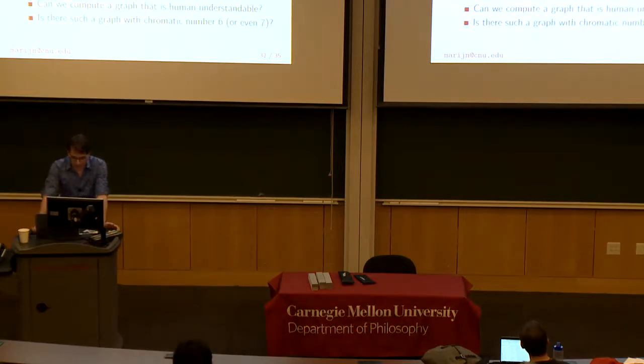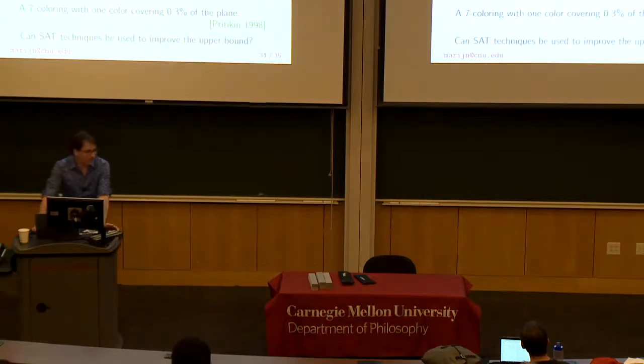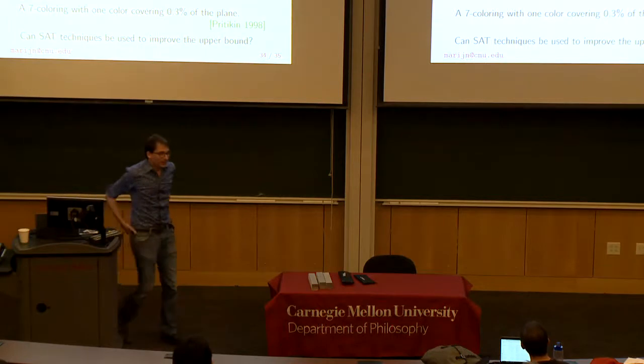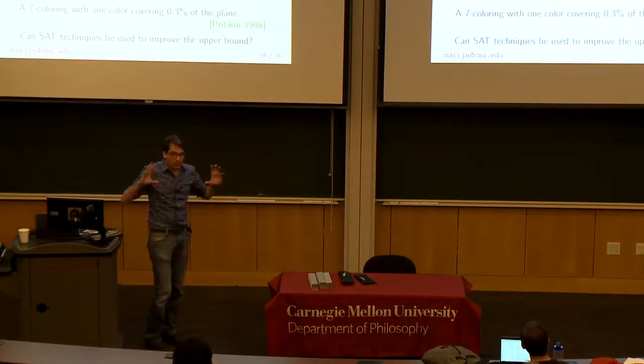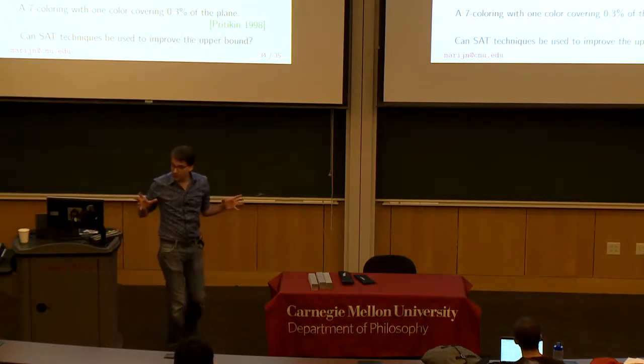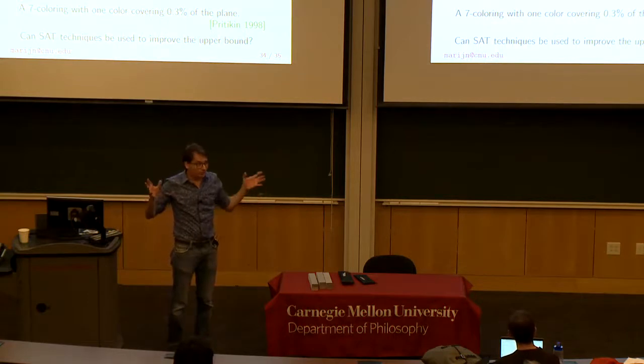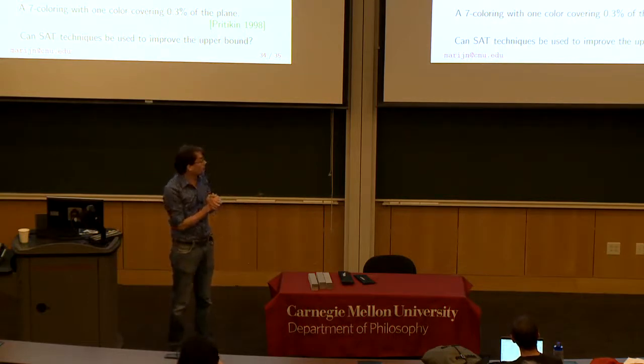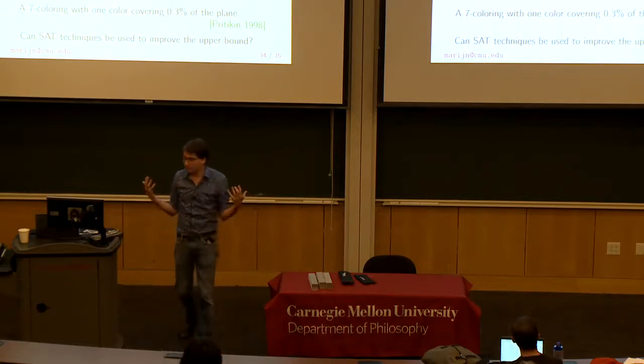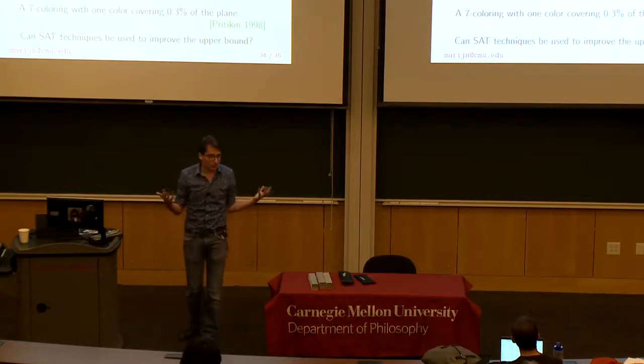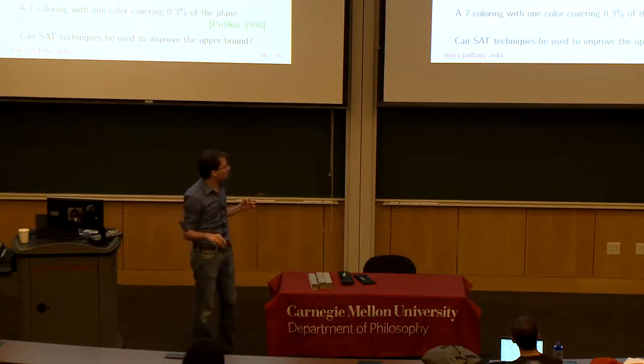Okay, I have to round up. These are the conclusions, but I think this is more interesting. So far we used SAT technology to get smaller and smaller graphs of chromatic number 5. Hopefully we can actually use this to get to 6, under the assumption that one even exists.